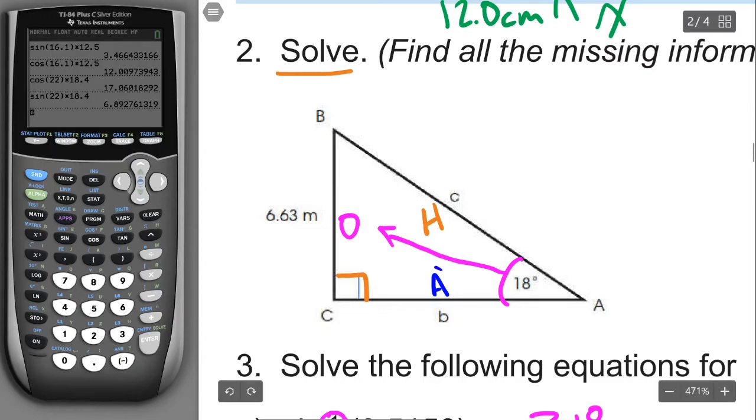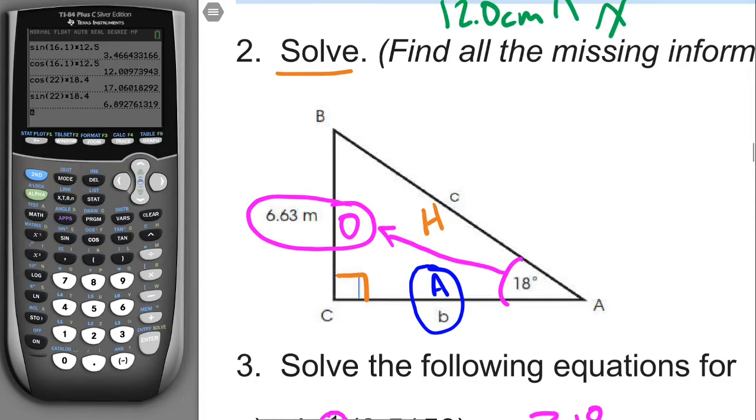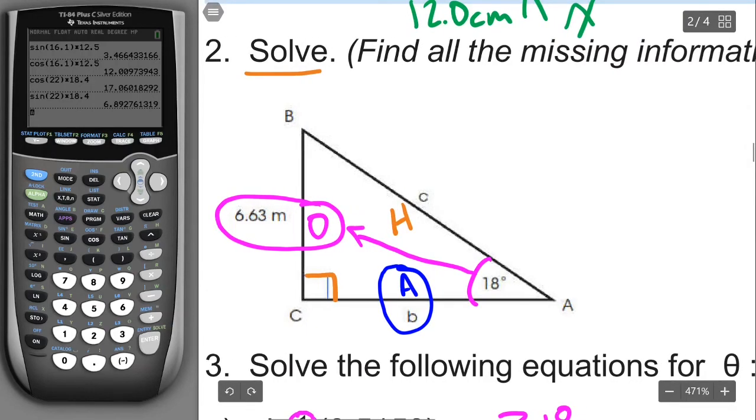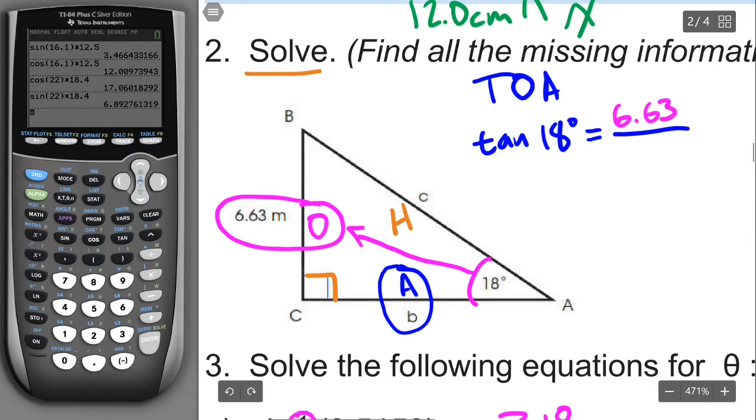So let's do our TOA using our O and our A. I know that's a choice because I need to solve for all the things. I could have solved for C here as well. So let's set this up. So TOA, tangent of our angle 18 degrees, is our opposite side, 6.63, divided by our adjacent side, which in this case is labeled B.